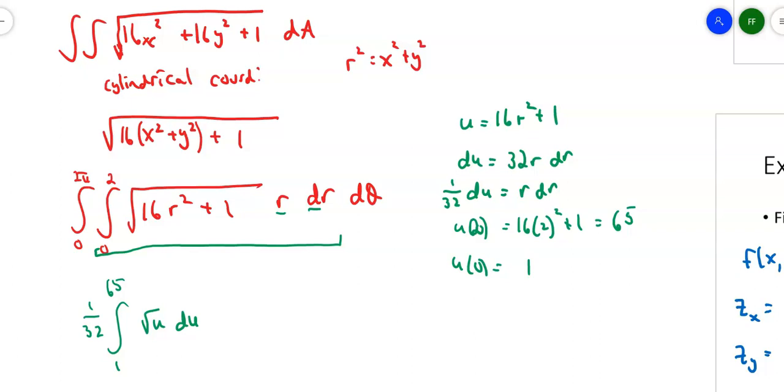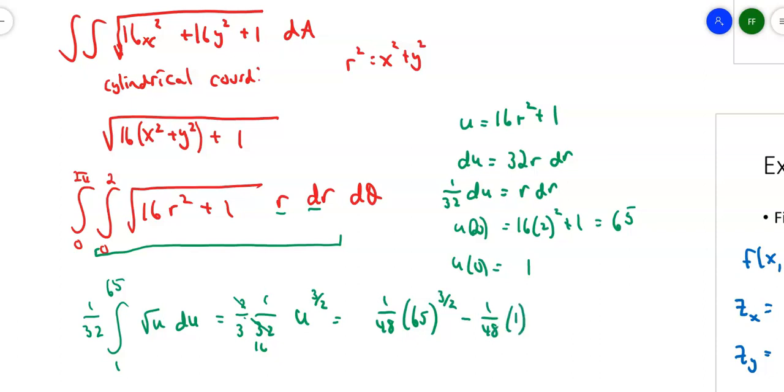All right, nobody promised that this was going to be the easiest or cutest looking thing, but I'll get 1/32 of u to the 3 halves times 2/3, which will give me 1/48 times 65 to the 3 halves minus 1/48 times 1.